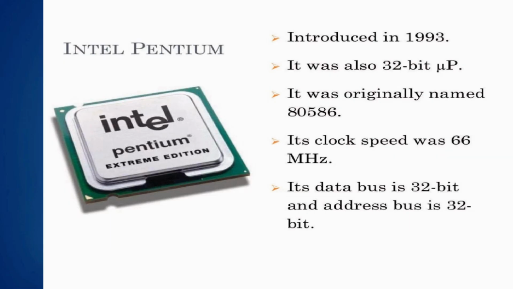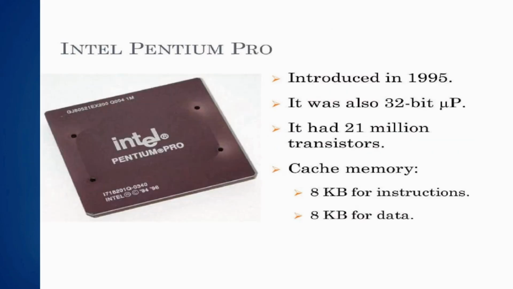And the Pentium family slowly comes into the picture. It was introduced in the year of 1993. It was also a 32-bit microprocessor. Originally it was named 80586. The clock speed was 66 megahertz. And it has 32-bit data handling capacity and the address is also 32-bit.